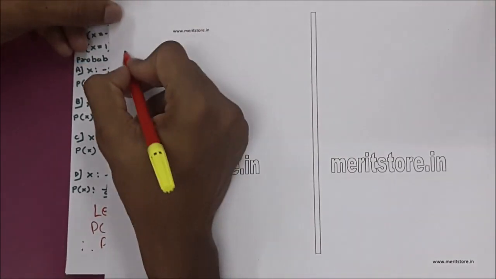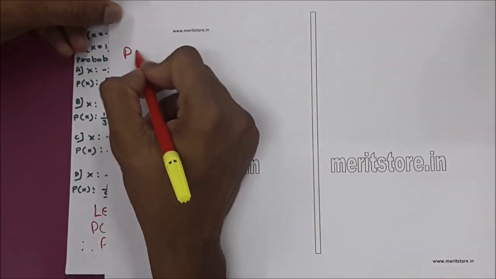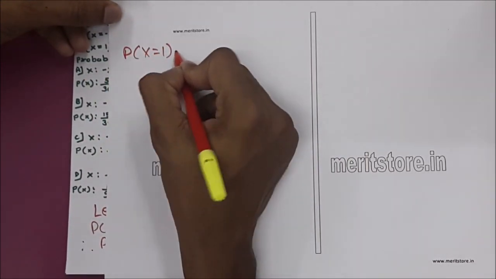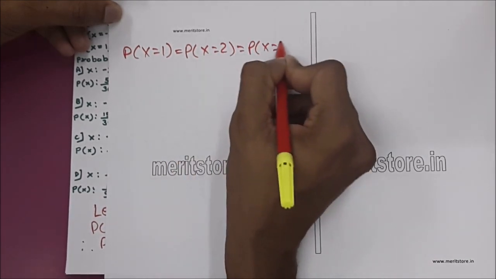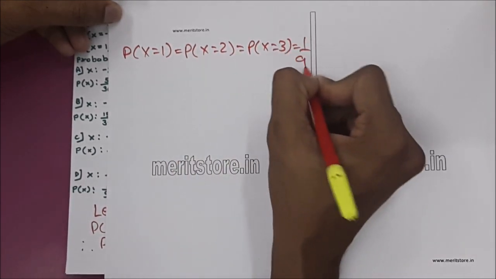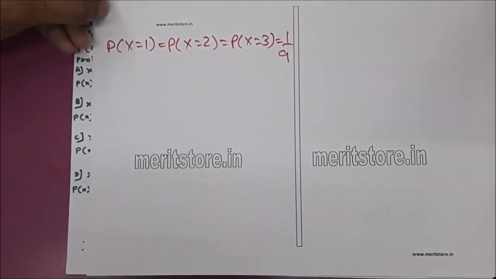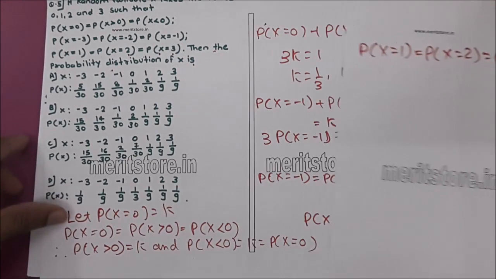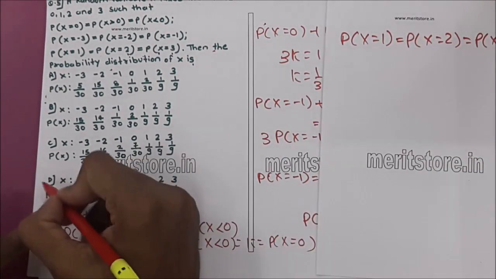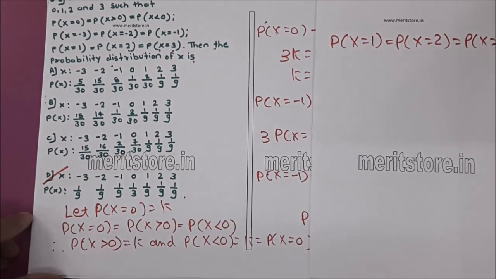can be written as P(X = 1) = P(X = 2) = P(X = 3), which is equal to 1/9. So we match the values with the options, which we get D. So D is the correct answer.